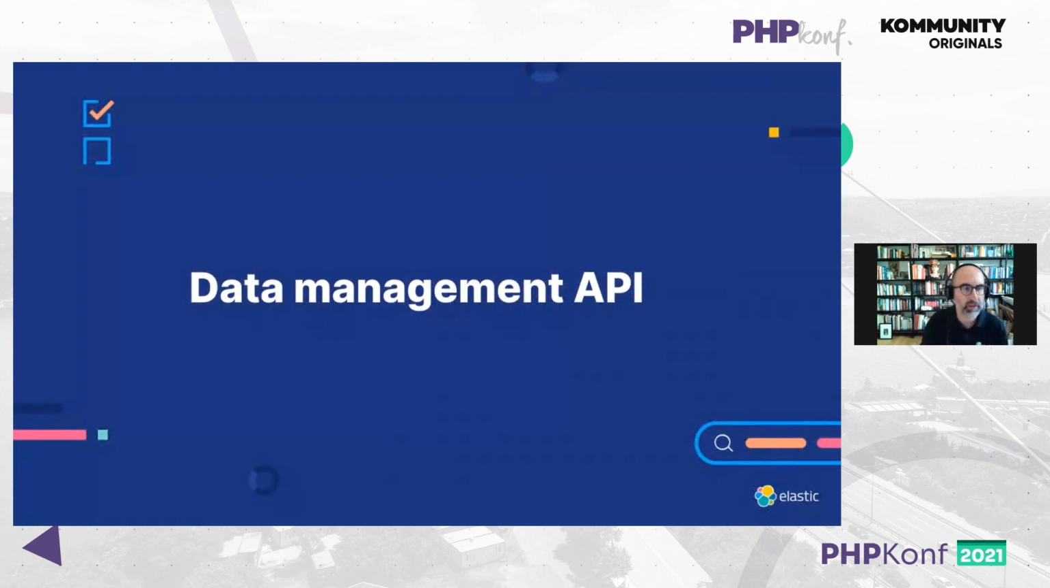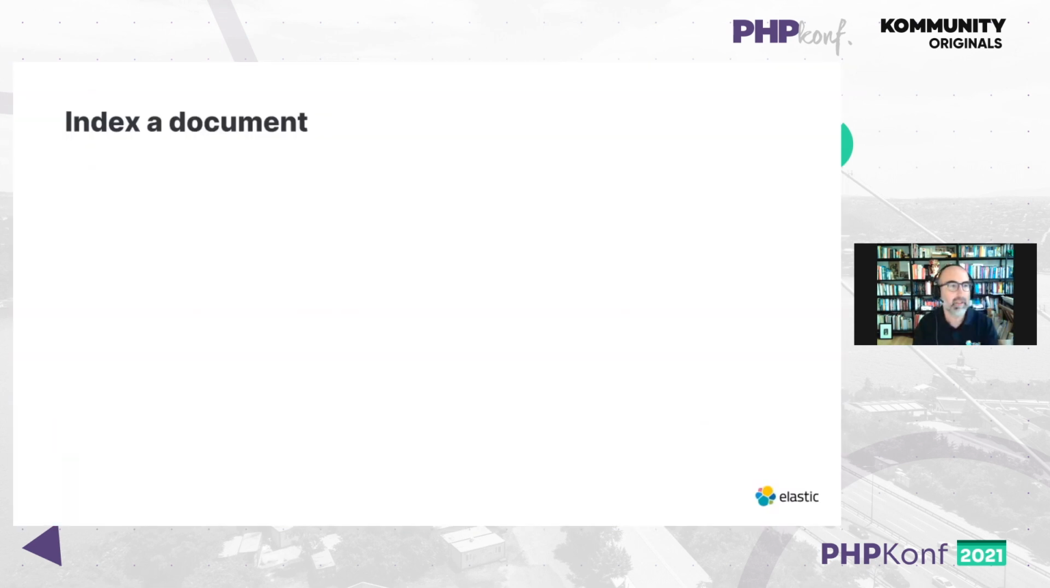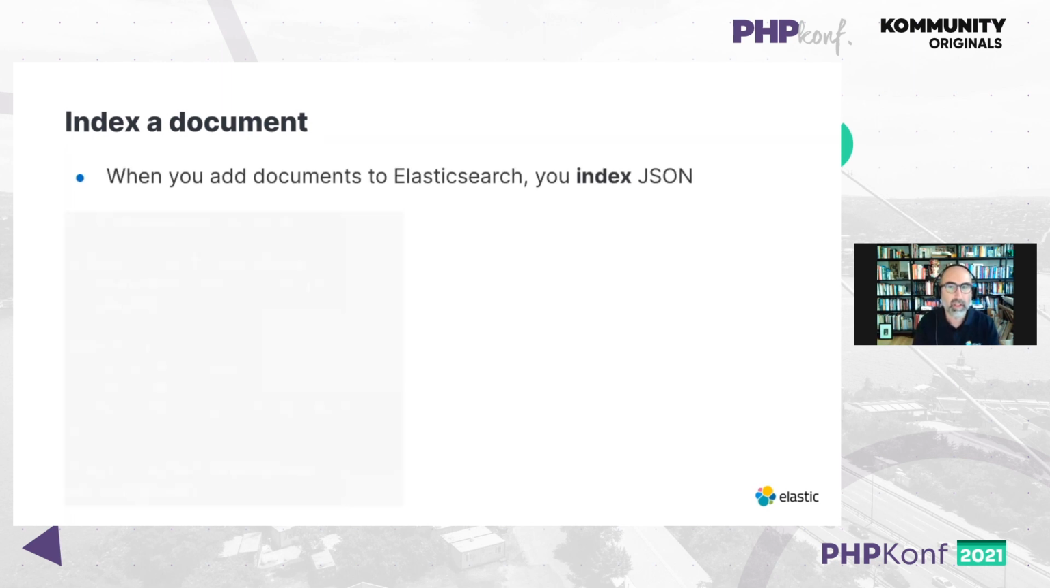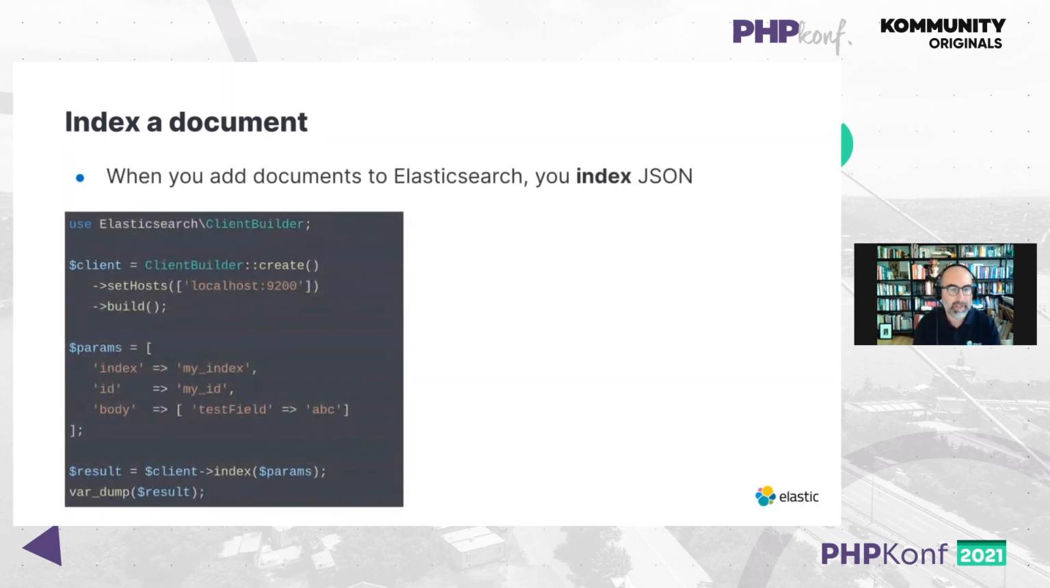Okay, let's focus now on some examples. Imagine that you want to index a document. So you want to store a JSON document into Elasticsearch. How to do that? We have an index endpoint. So basically here we are just creating the client. We are specifying the parameters that we want to insert.